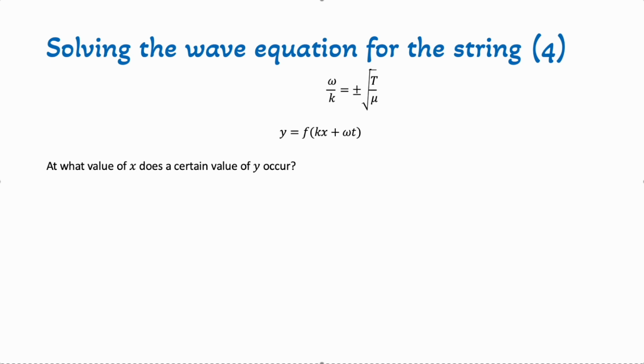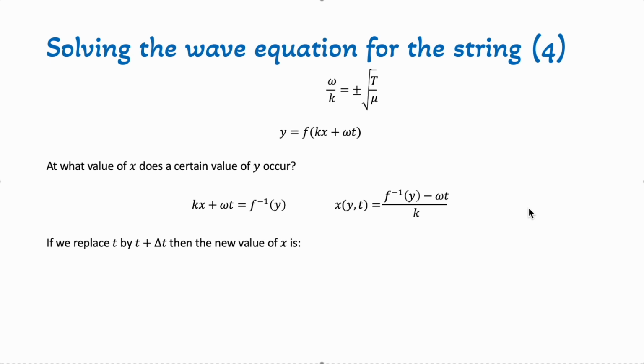So y is some function of kx plus omega t. So that means that kx plus omega t must be the inverse function of y. Fine, so kx plus omega t is inverse function of y. So that means that kx must be inverse function of y minus omega t, so x is inverse function of y minus omega t divided by k. And x is a function of y and t. Okay, so what does that mean?